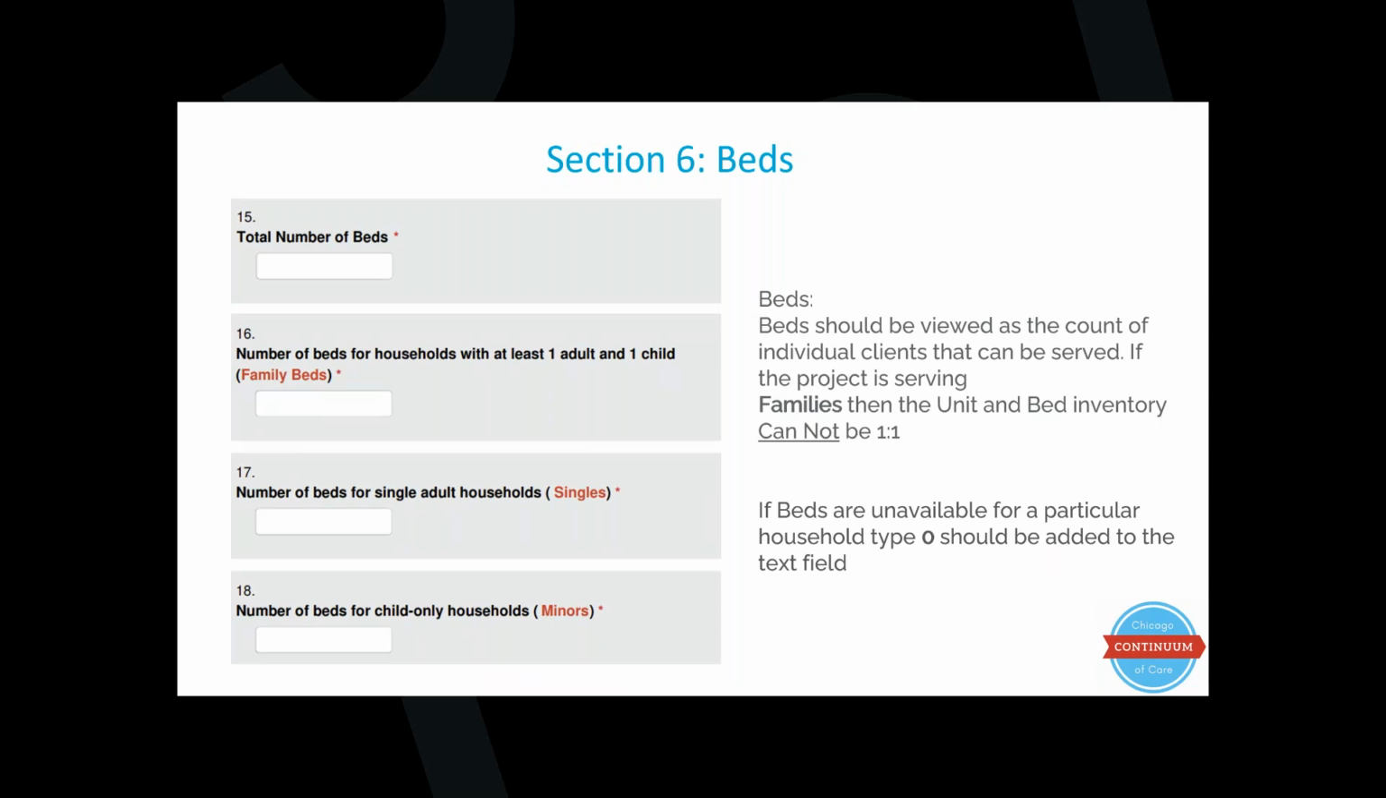That's an example to see what that looks like visually, but I don't encourage you to use the data quality report to complete this, because then your bed and unit inventory will be incorrect. But if you just want a way to visually see the difference between households and individual clients in the system, that would be a good way to go about that.